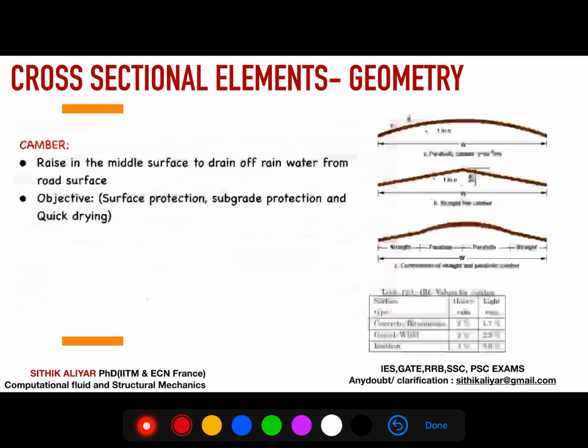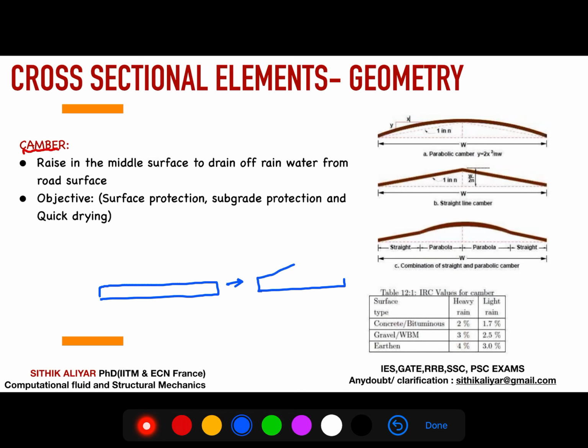So the first cross section is camber. Our main purpose of camber is that the road should be something like this, right? We are going to raise the road surface at the center for the only purpose of draining the rainwater. So the only purpose is to drain the rainwater, so that we will have surface protection, subgrade protection, and also quick drying.